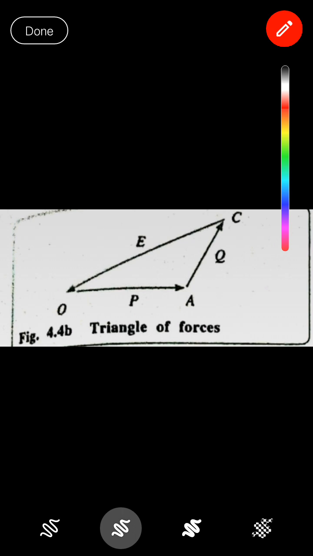So here the two forces P and Q are both in equilibrium with force E. That is, the effect of the two forces is neutralized by the force E. So now let's take an example for this.